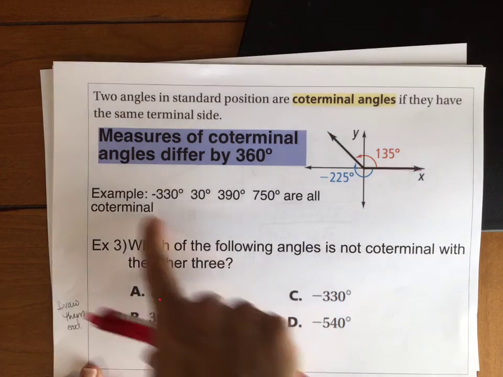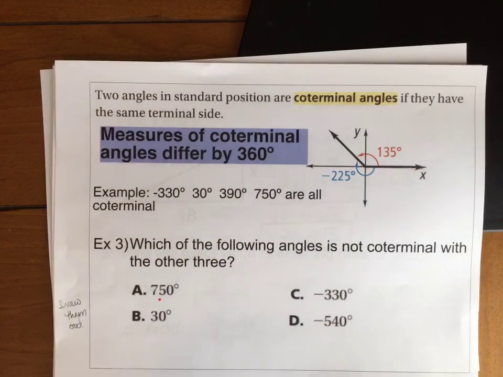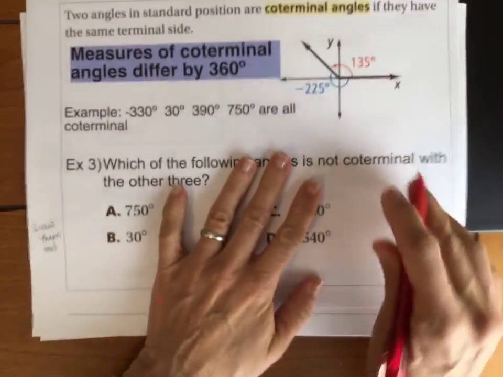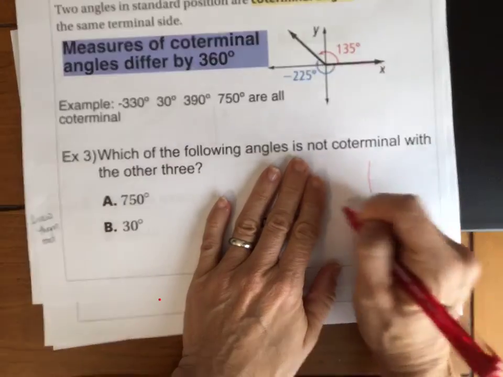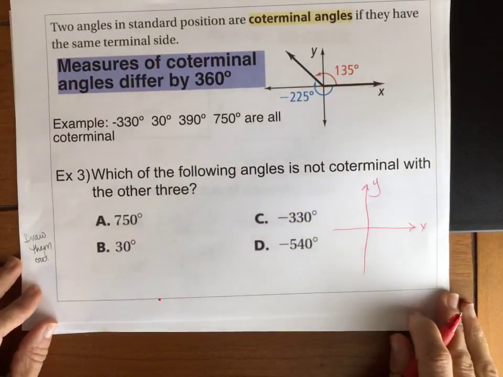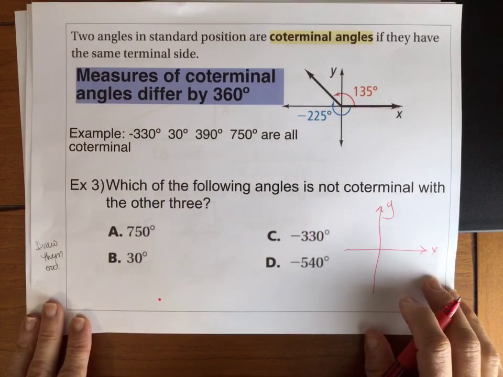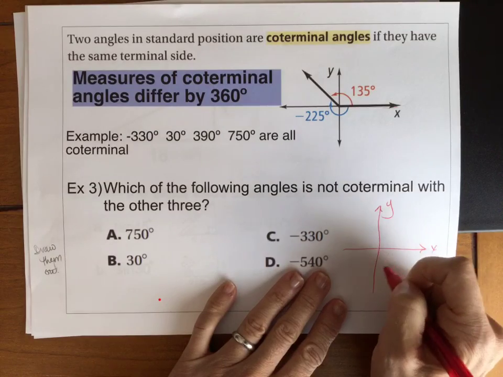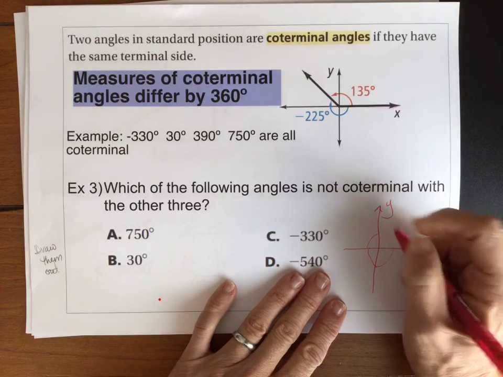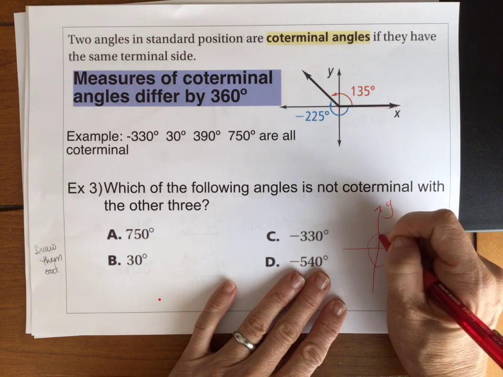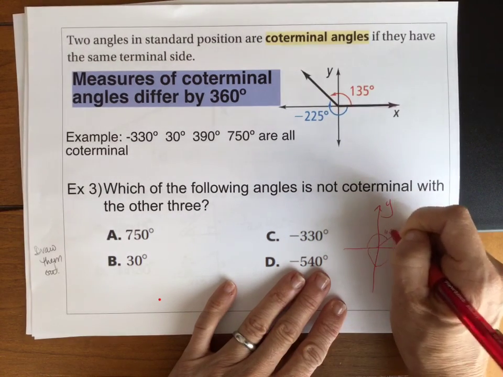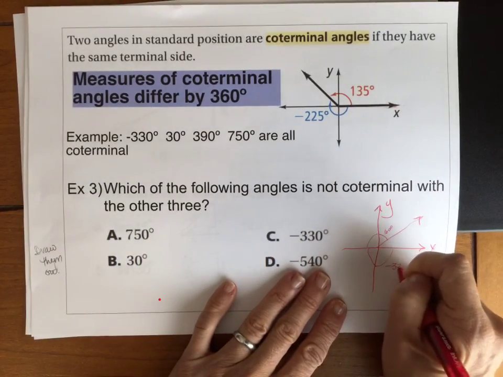And so they give you this example here. These are all coterminal, and I'll show you why. I'm going to take you through this example, so I'm going to use this space down here. So here's our XY. And first they say, well, let's put in negative 330. So negative 90, if I'm going this way, negative 180, negative 270, and then 270 plus 60 is negative 330. So I'm going to come all the way over here. This is 60 degrees in here. This is negative 330 degrees.